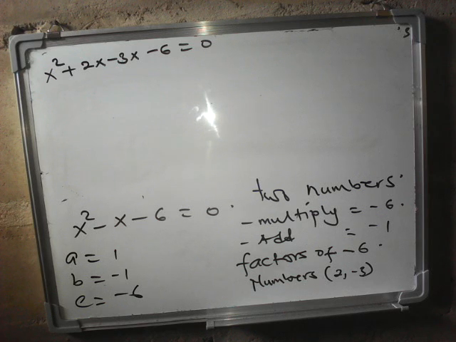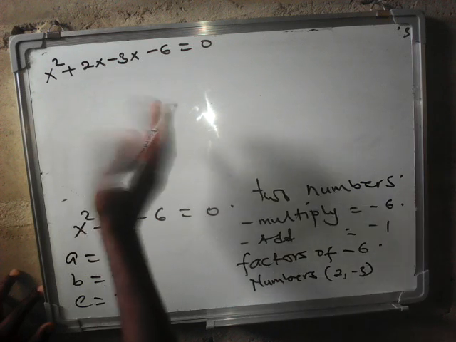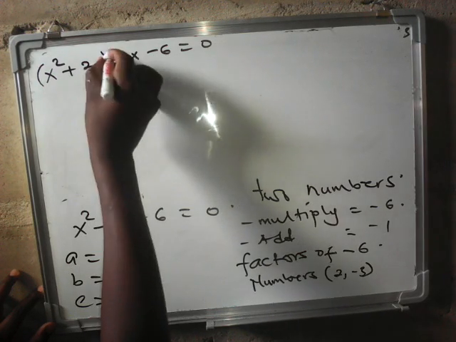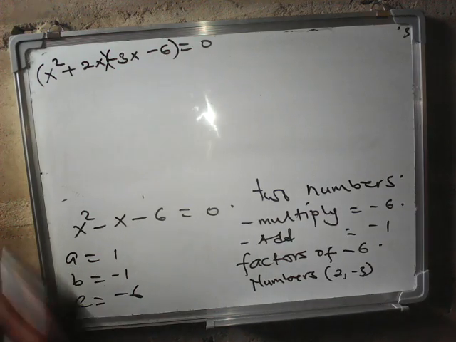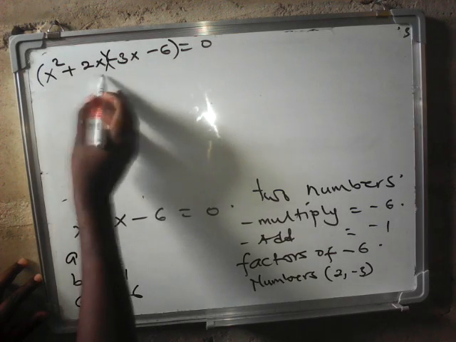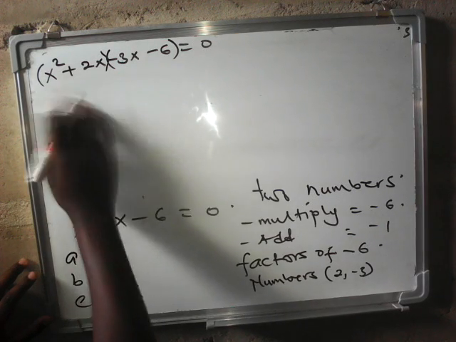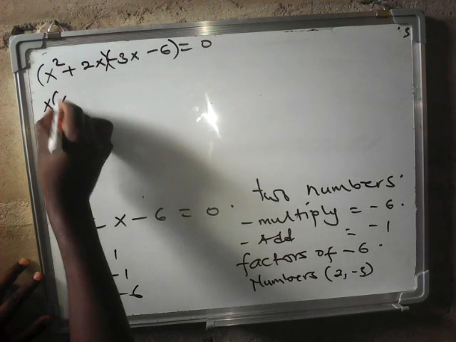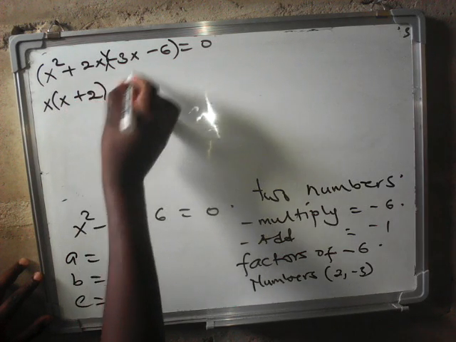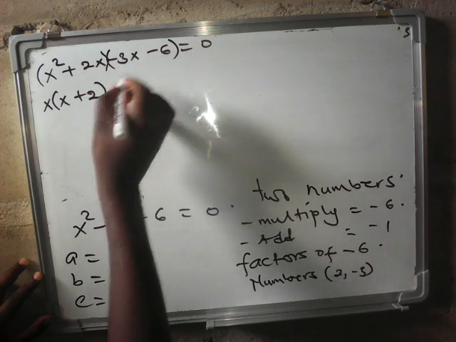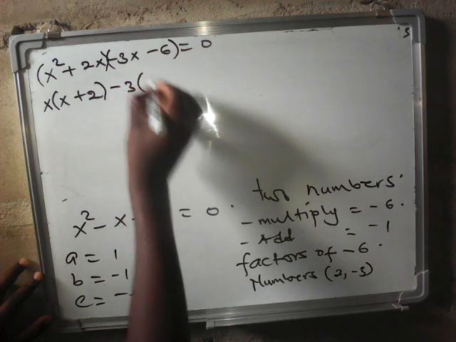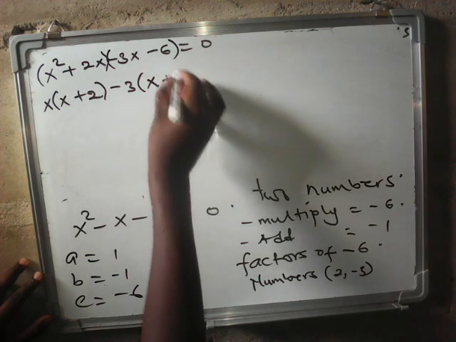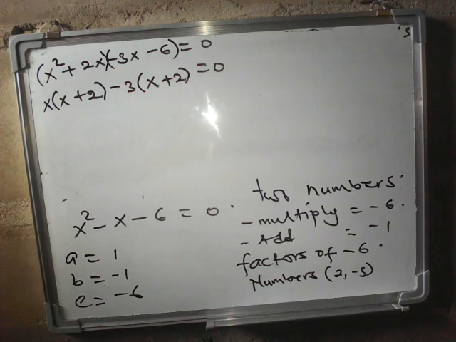So now from there you factorize, you group them. I can take this and that, and then this and that. In this bracket here, we have a common term, and that is x. So here we remain with x plus 2. Then also here we have a common term, that is -3. So here we shall remain with x plus 2 is equal to 0.